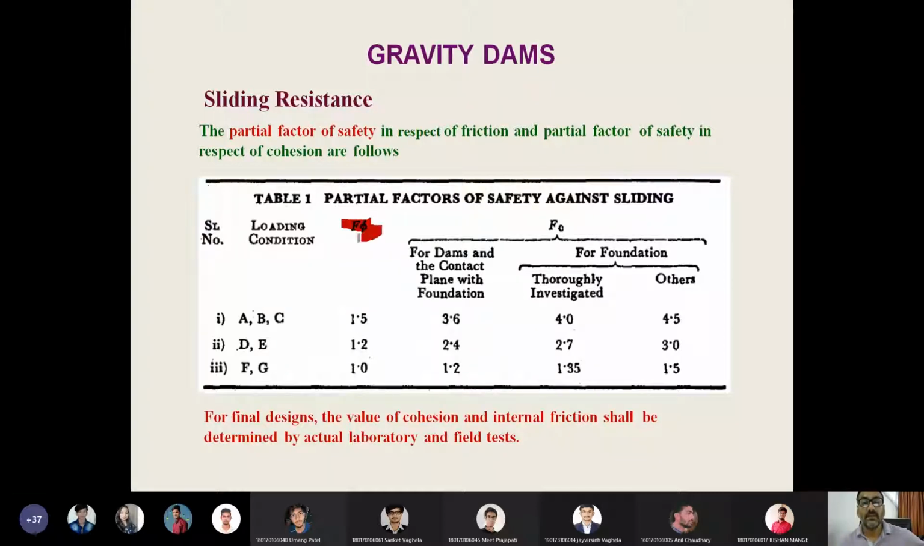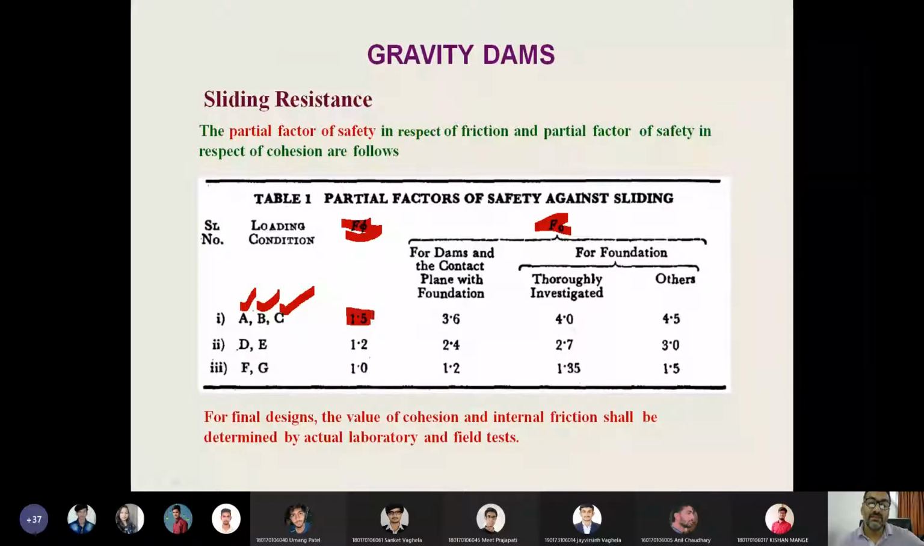This is F5. This is the value of FC. This is the load combination, critical. This is empty, while construction; this is normal reservoir, and this is the flooding condition. For all three, the value of F5 is taken as 1.5.